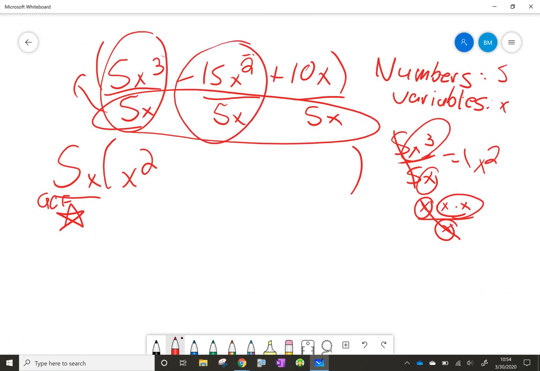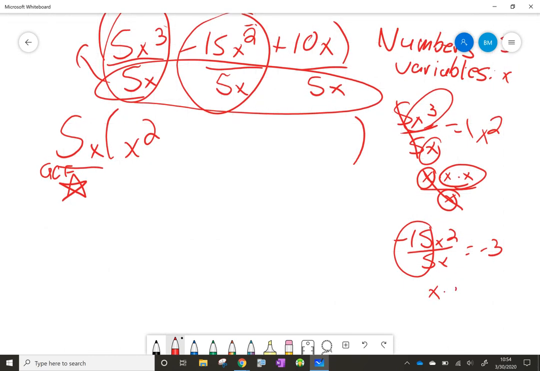Look at the second group, we have a negative. Don't forget that negative. That minus sign is very important. Negative 15x squared divided by 5x. Now the numbers, negative 15 divided by 5 is negative 3. 5 goes into 15 3 times, and it's a negative value. Now let's look at the x's, right? You have 2 x's on top, and you have 1 x on bottom. So when you cancel a pair of x's out, you'll have 1 x remaining on top. So we have negative 3x.